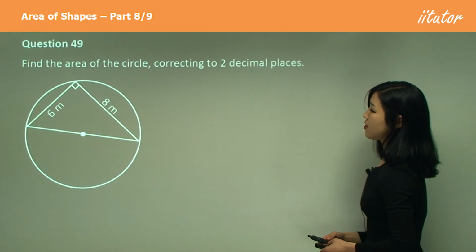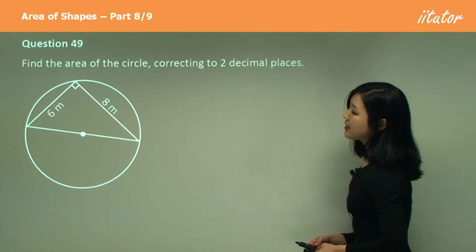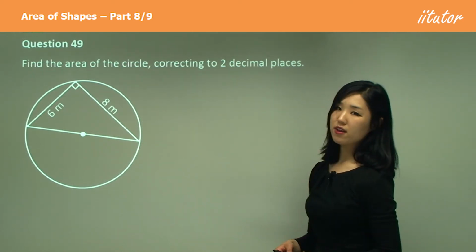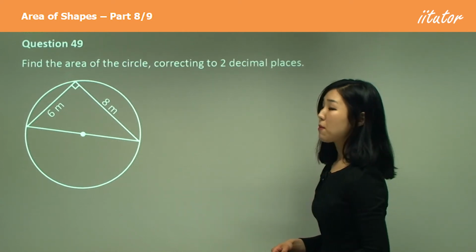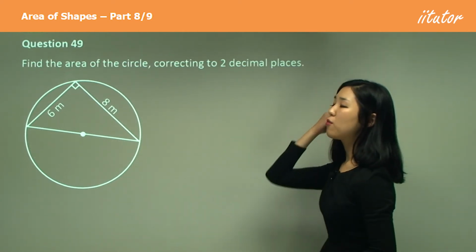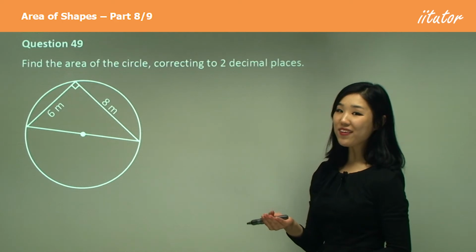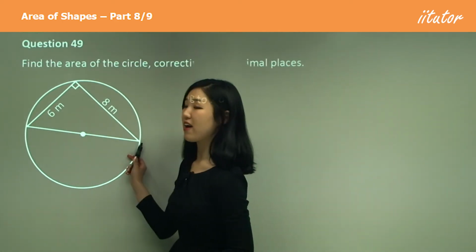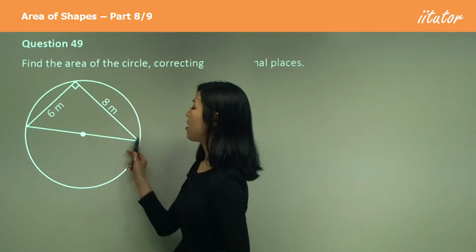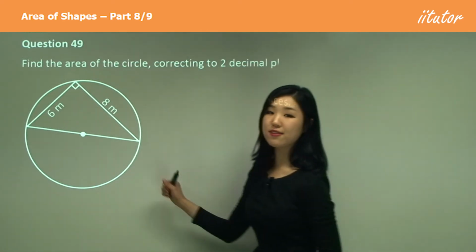Find the area of the circle, correcting to 2 decimal places. Okay, it's a circle and it's got a right angle inside. Now we don't have the radius, but because they give you the right angle triangle, what can we use? Of course, the Pythagoras theorem, right? Because see how the hypotenuse is the diameter? It passes through the center. So the hypotenuse is the diameter.